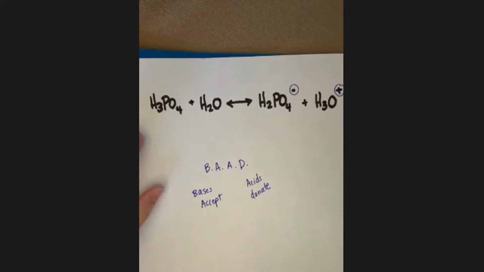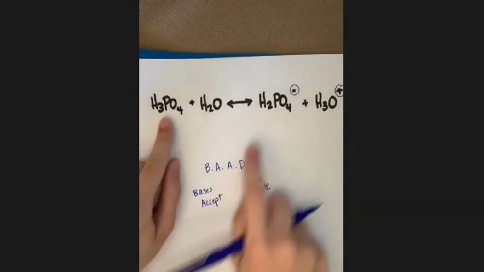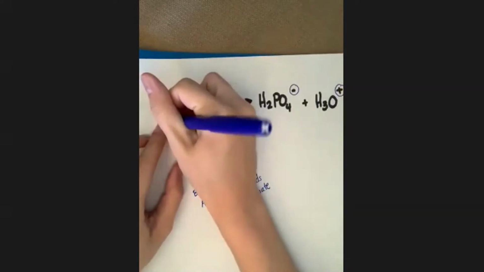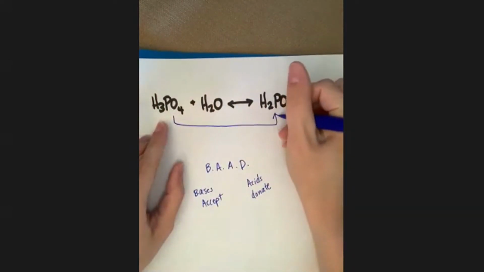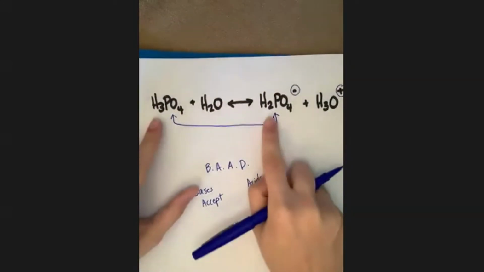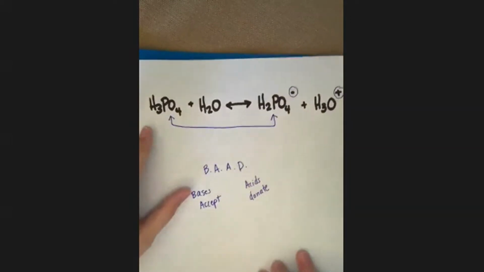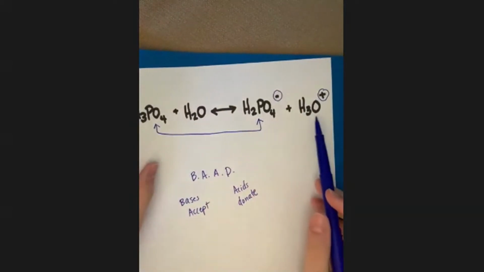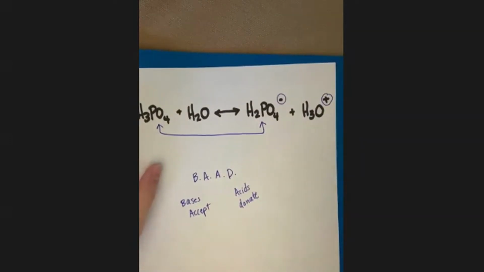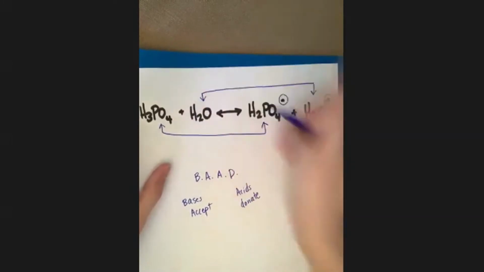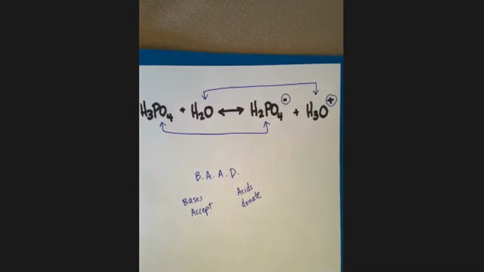So H3PO4 right here and H2PO4, that's the same substance, okay? So I'm going to go ahead and connect them here. Right? I can tell they're the same because they're barely any different, okay? Same thing here with water, H2O and then H3O plus, that's clearly the same substance, okay? Neither of them contain phosphorus, so that lets me know that those are the two pairs, okay?